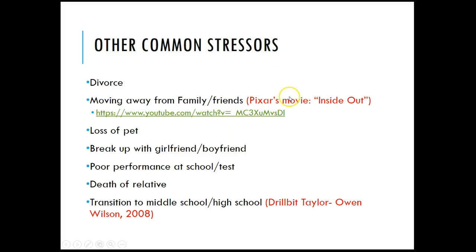I also have a really cool Hollywood reference for you for these common stressors. Moving away from family and friends: Pixar's movie Inside Out, with Amy Poehler, was a great example of that. I'm going to click on this link just to let you see the trailer. There was this little girl who moved away from her original home in Minnesota to San Francisco, and everything was completely different for her, starting from school, friends, her hockey team, the emotional availability of her parents, her not being able to express those feelings with her parents, and exactly how each emotion played a part.